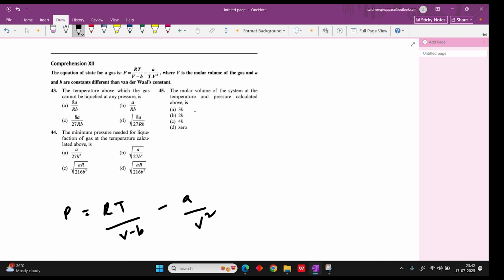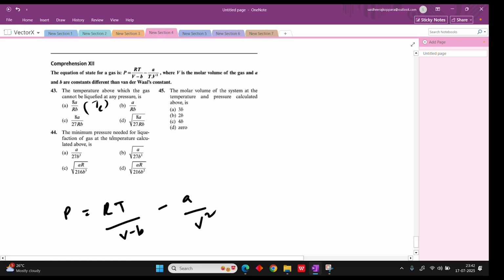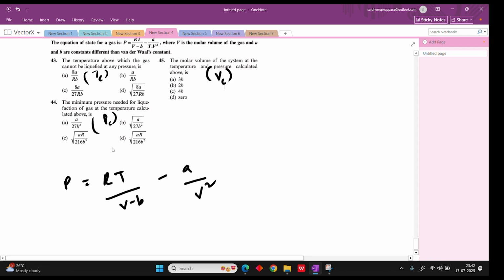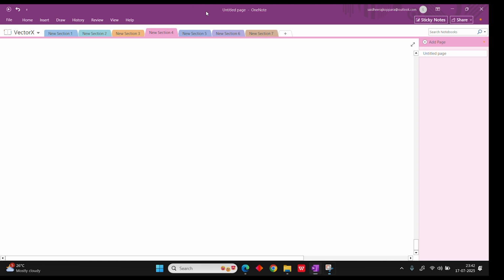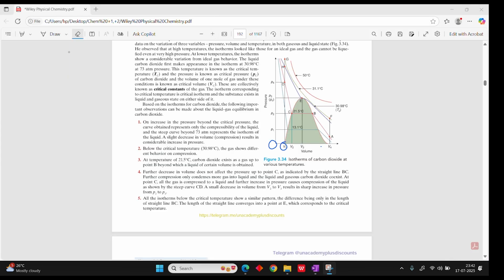Okay. So how do you find it? He just asked you to find this TC, this PC, and this VC. Okay. It's easy. Let me show you the graph. Then it becomes easy. Yeah. So here you see this E point. There is like a sudden change. And this E point is actually called your point of inflection.